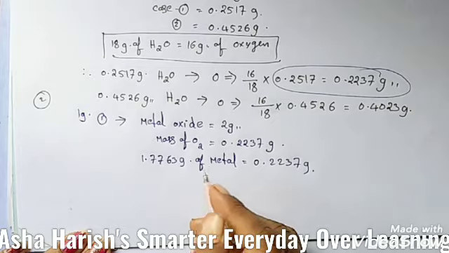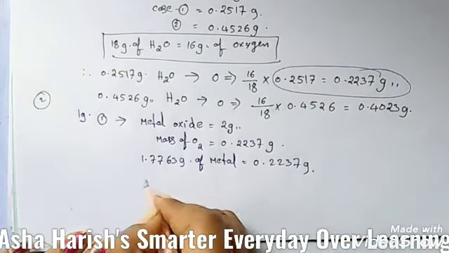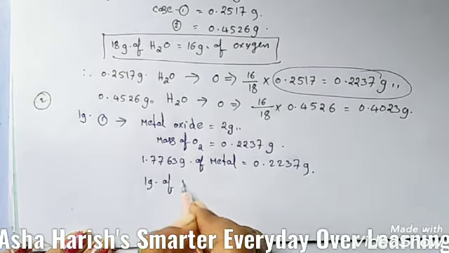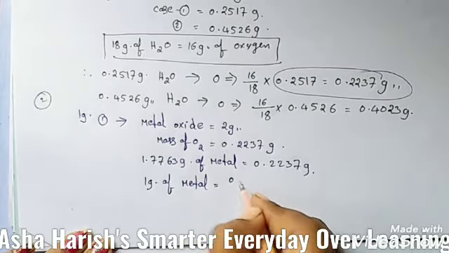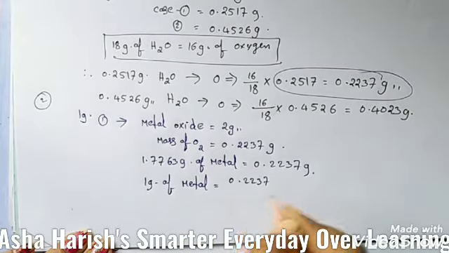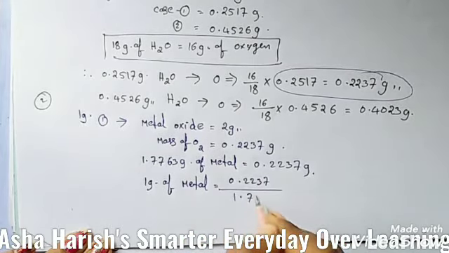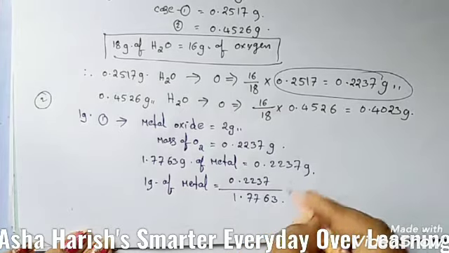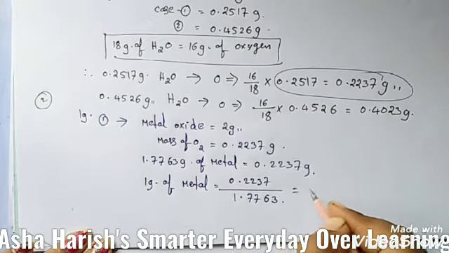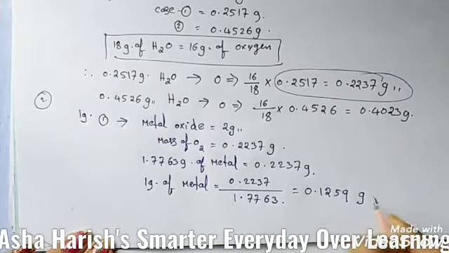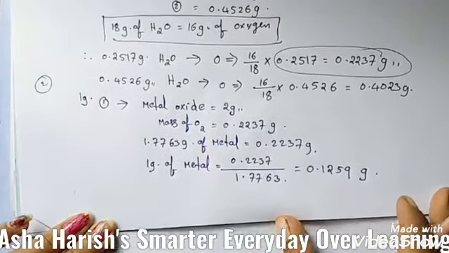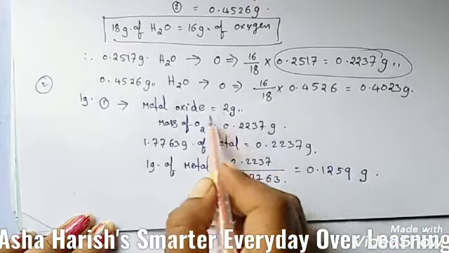Now the mass of oxygen which combines with 1 gram of metal, that should be 0.2237 by 1.7763 grams. That is the answer, 0.1259 grams. In case 2, mass of metal oxide is 2 grams.